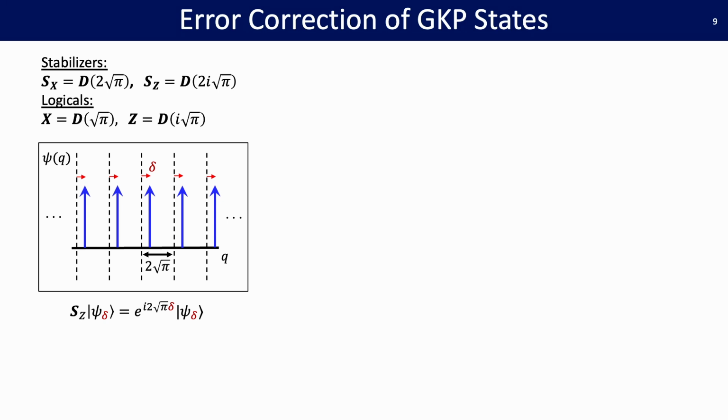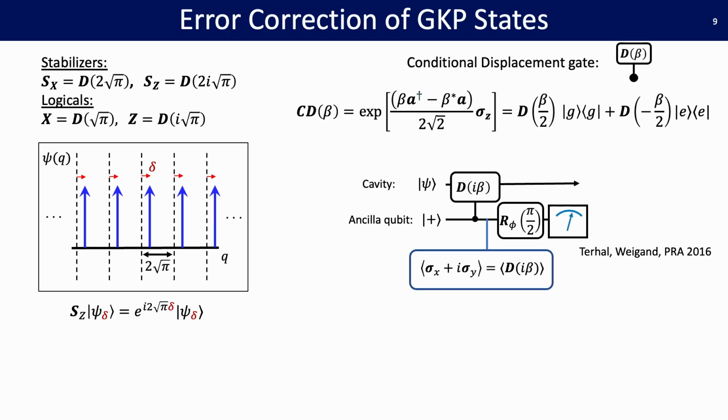So consider an error state where we take the GKP code words and displace them by a small unknown amount delta in position. If we apply the Z stabilizer to this error state, we get back a phase that encodes the value of this displacement error. So the question becomes, how do we measure this phase of a displacement operator to extract this error syndrome? Well, one answer is to use an ancilla qubit and perform a conditional displacement gate that admits two interpretations.